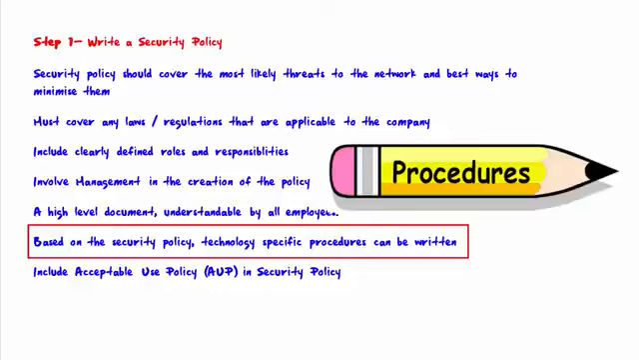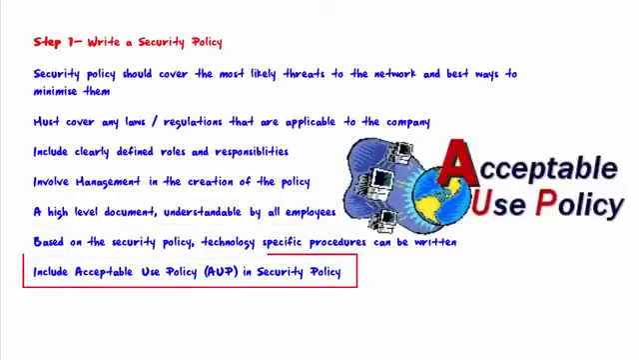And lastly, you want to make sure to include an acceptable use policy, that's AUP, in the security policy. Now, an acceptable use policy is very specific, indicating to end users exactly what they are allowed to do on the network and what they're not allowed to do.